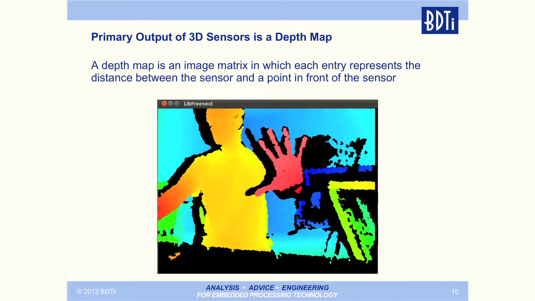Now you'll notice that there's some black. If you look behind the hand, it looks like a shadow. That is one of the limits of this particular technology. So this technology is referred to as structured light. That's the technology used in the Kinect. And one of its limitations is that it creates a shadow.